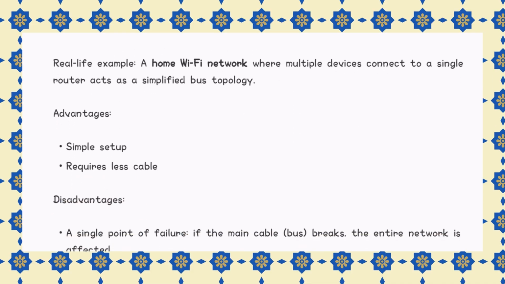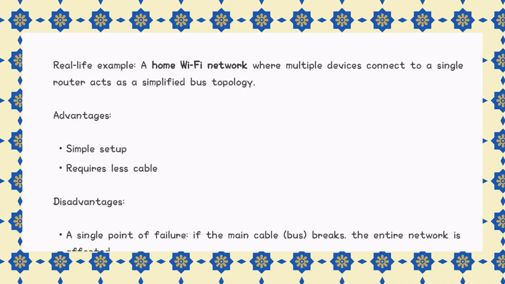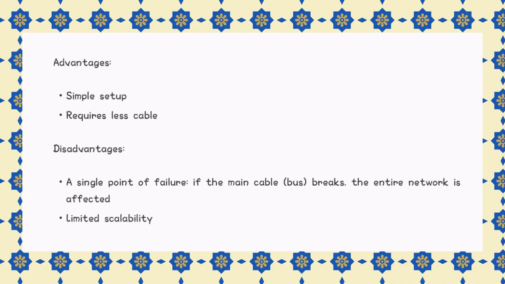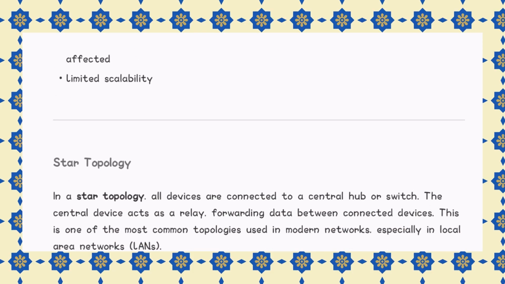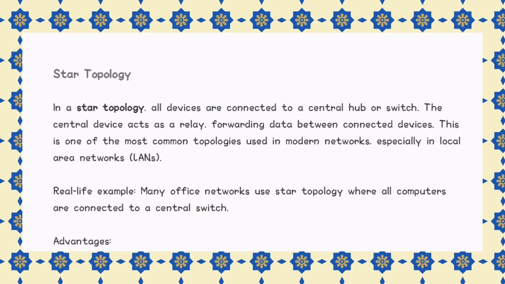Advantages: simple setup, requires less cable. Disadvantages: a single point of failure. If the main cable bus breaks, the entire network is affected. Limited scalability. Star topology. In a star topology, all devices are connected to a central hub or switch.